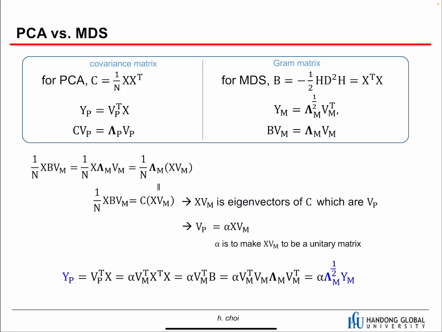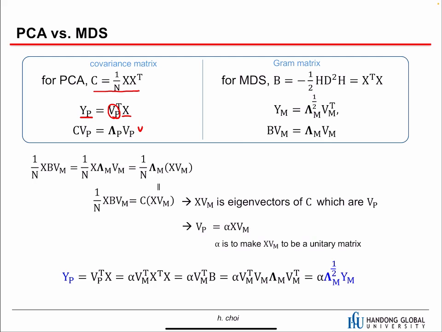For PCA we use a covariance matrix, and the projection is based on the eigenvector. If we multiply this eigenvector with the original data, then we get the projected vectors. And this one is the eigendecomposition.